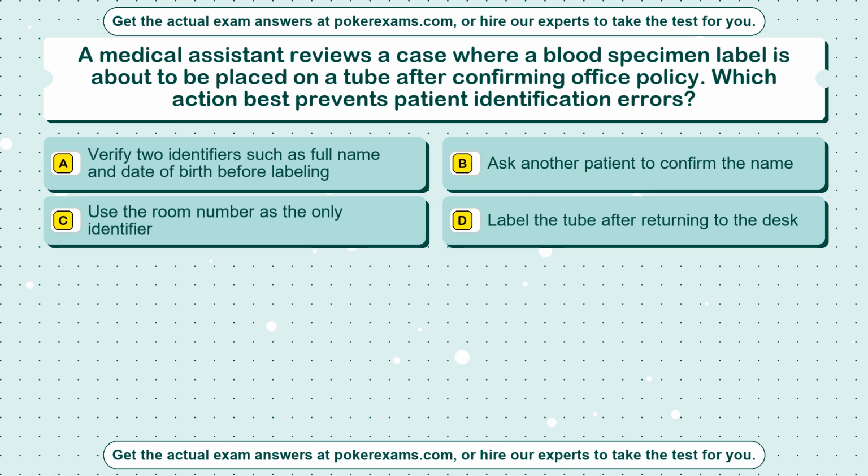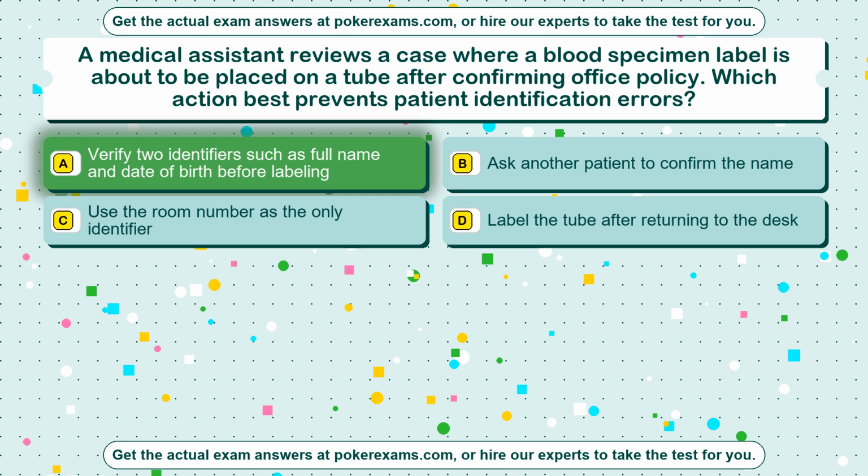Question 20. A medical assistant reviews a case where a blood specimen label is about to be placed on a tube after confirming office policy. Which action best prevents patient identification errors? Option A, verify two identifiers such as full name and date of birth before labeling. Option B, ask another patient to confirm the name. Option C, use the room number as the only identifier. Option D, label the tube after returning to the desk.